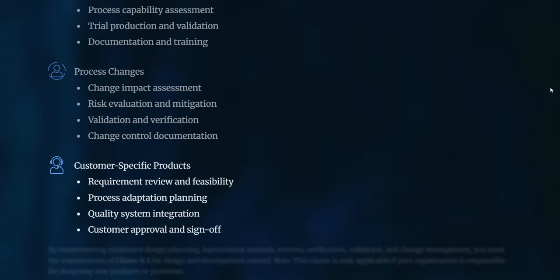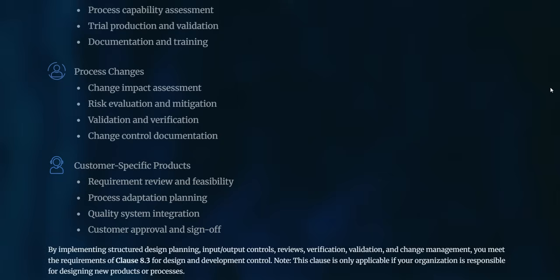If you are implementing customer specific development, you must control it this way. Number one, requirement review and feasibility. Number two, process adaptation planning. Number three, quality system integration. And number four, customer approval and sign off.